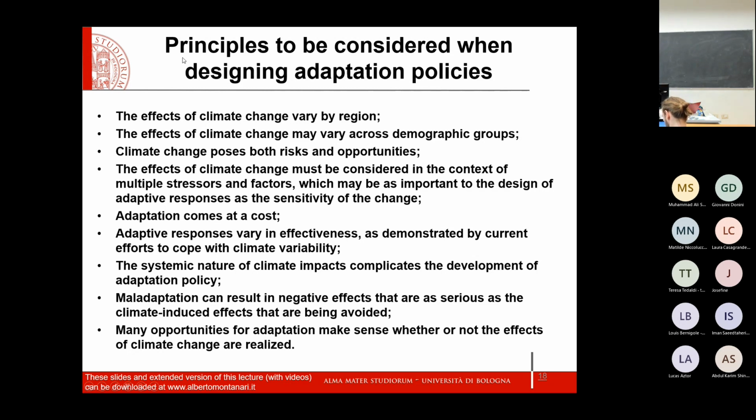let's transition to design. Let me see the list of measures. So, some preliminary considerations, which I am reading here. The effect of climate change varies by region. We know this; we already discussed this. We don't need to discuss it again. The effect of climate change may vary across demographic groups.